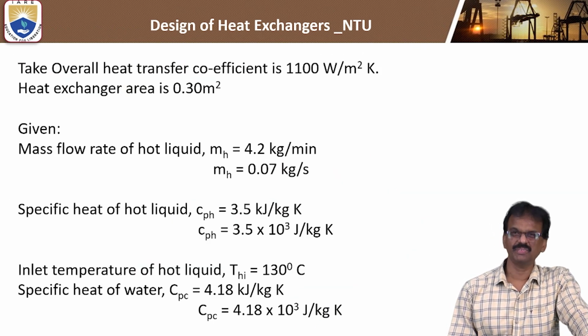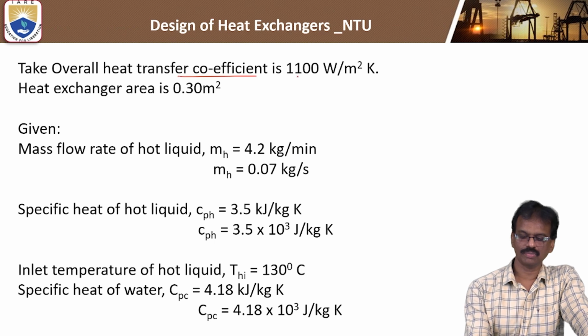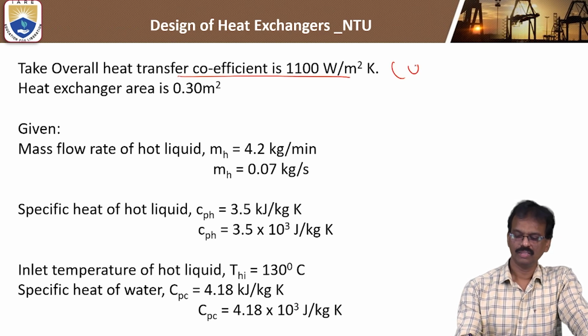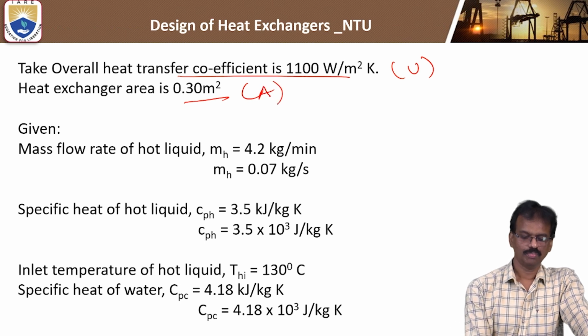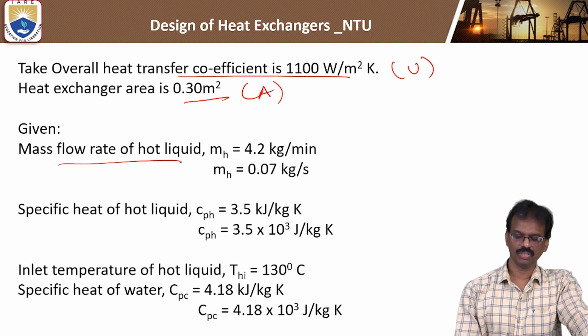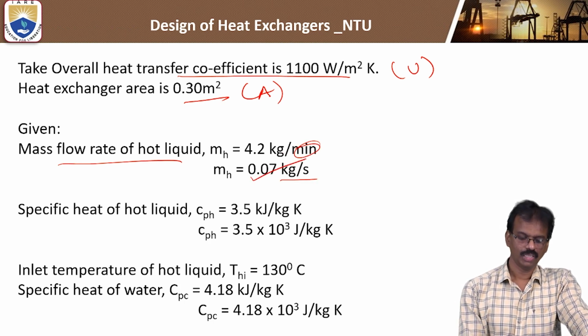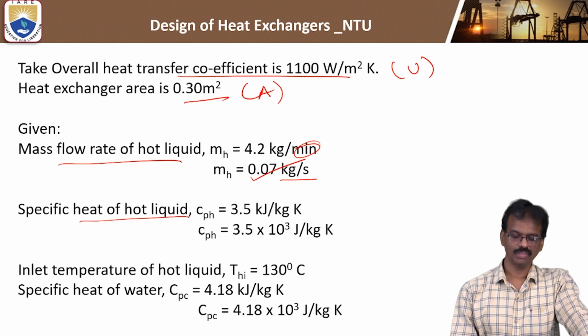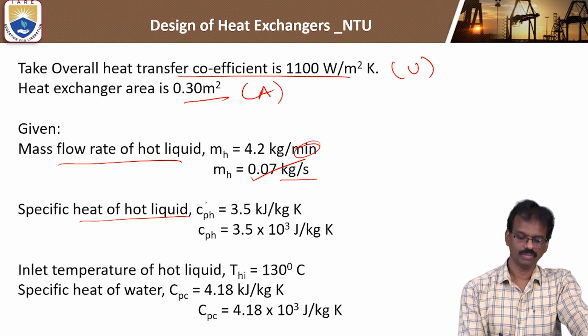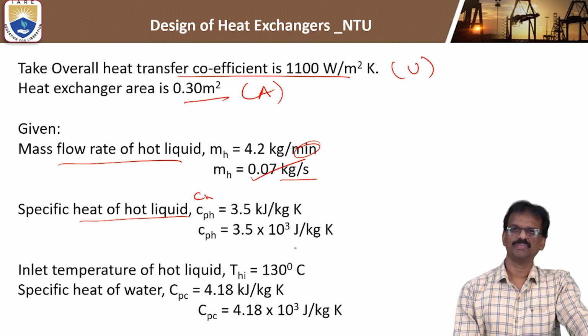This is the given data. The overall heat transfer coefficient is also given, represented by U. Area is also given, that is A. Mass flow rate is given, so you have to convert kg per minute into kg per second. So this is the value. And the specific heat of the hot fluid is also given. So it means CH, 3.5 kilojoule per kg Kelvin, converted to joules. So kilo means 10 cube.